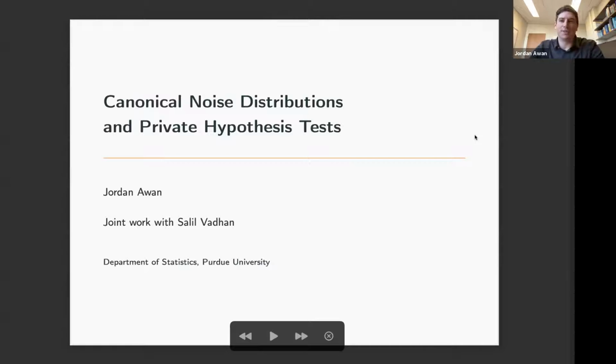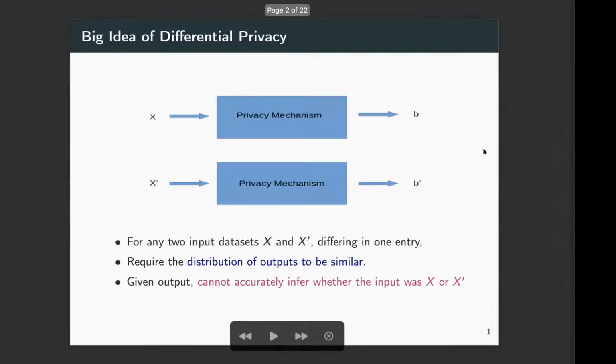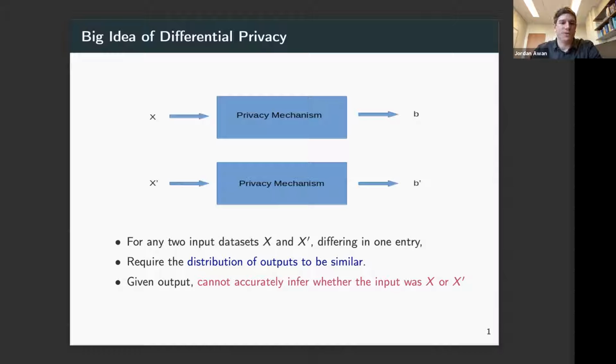This is joint work with Salil Vadhan. A quick reminder of what differential privacy is in a big picture.